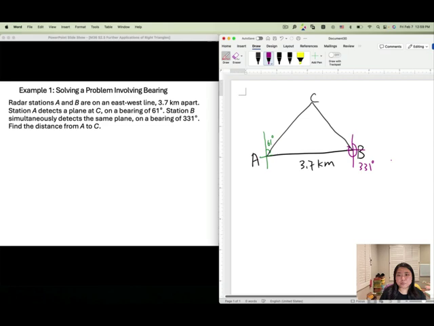Find the distance from A to C. So we just label it: the side opposite to the angle B, we're going to call b here. This is what we're looking for.